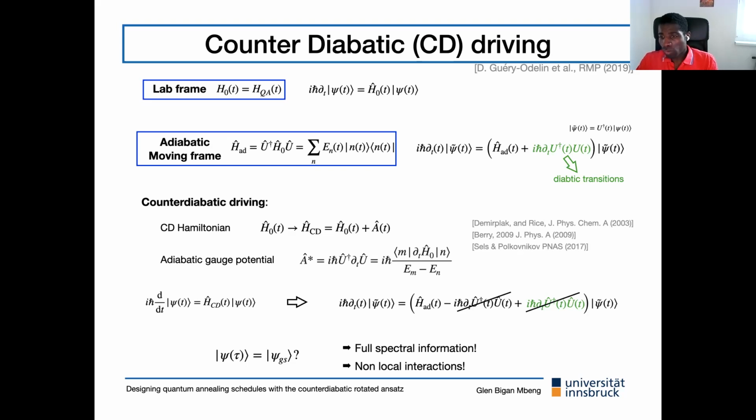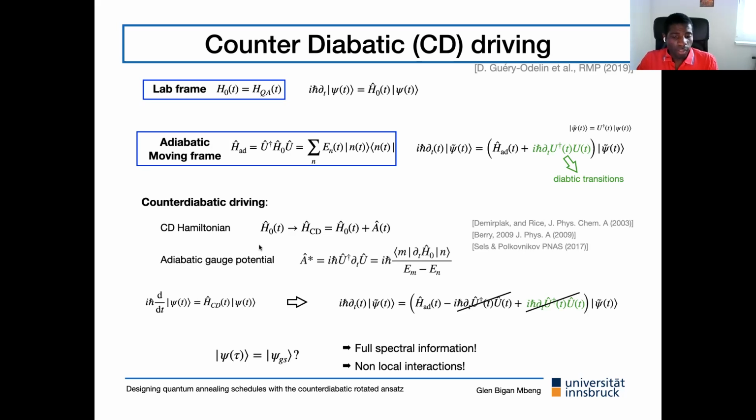So the only object that can generate transitions in a non-adiabatic condition in this frame is this object that has been shown here in green. So this object here is manifest, and it would be great to eliminate it because it's what is leading to low fidelities and low performance of the algorithm in the end.